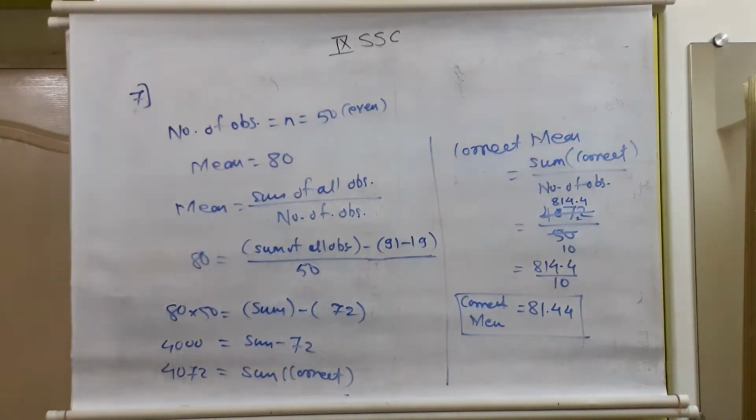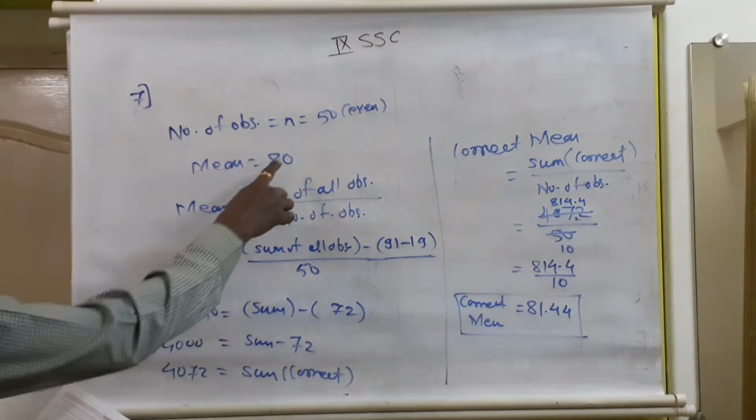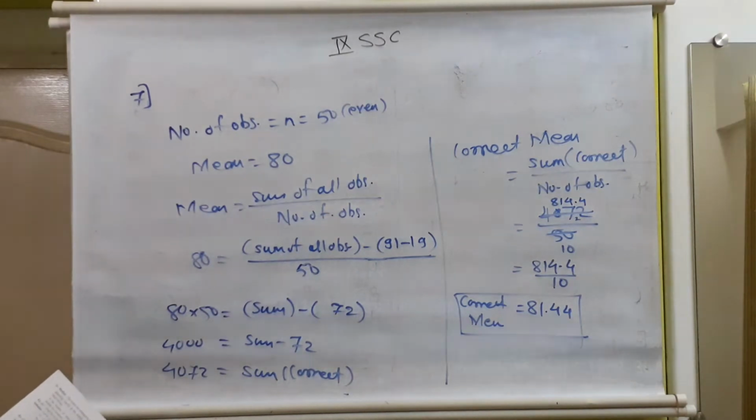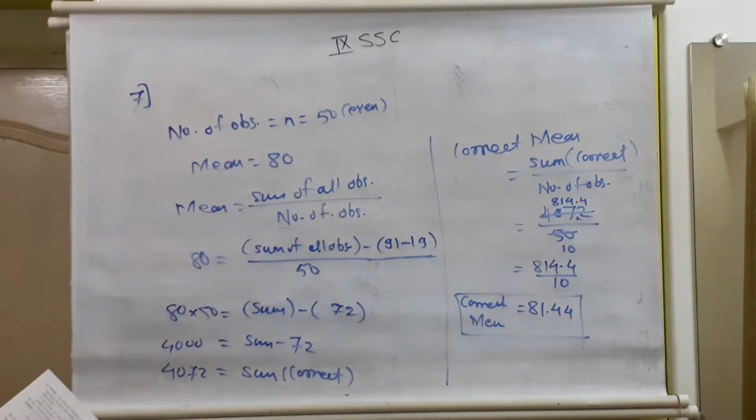In this, it is mentioned that the mean which is calculated, question number 7, we have to find out the correct mean. Let us go through the question again. The question is, the calculated mean of 50 observations was 80. So mean is 80. It was later discovered that observation 19 was recorded by mistake as 91. So instead of 19, it is considered 91. So how to find out the mean? What was the correct mean?